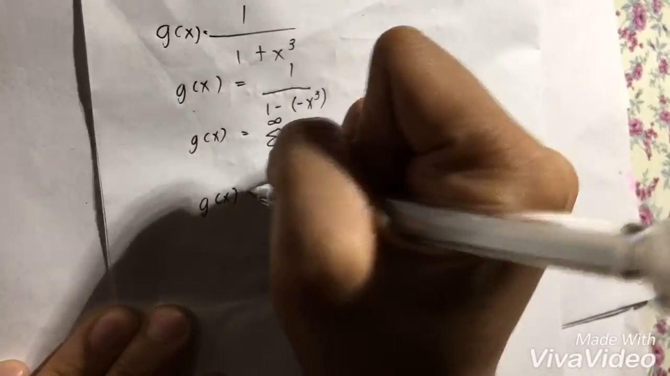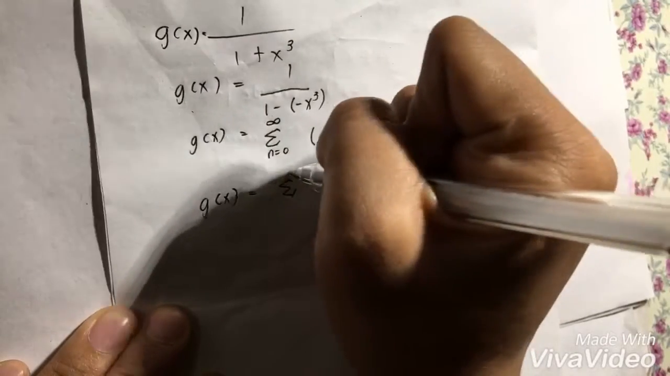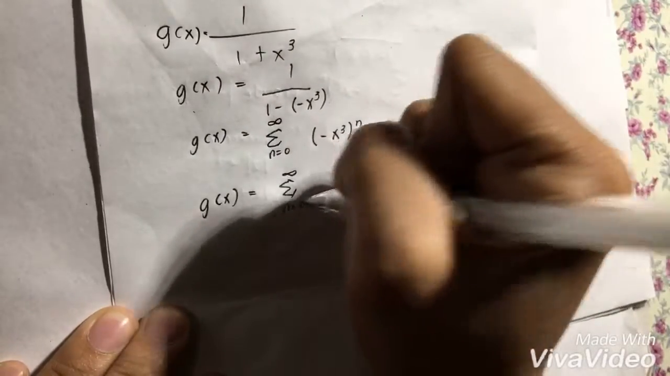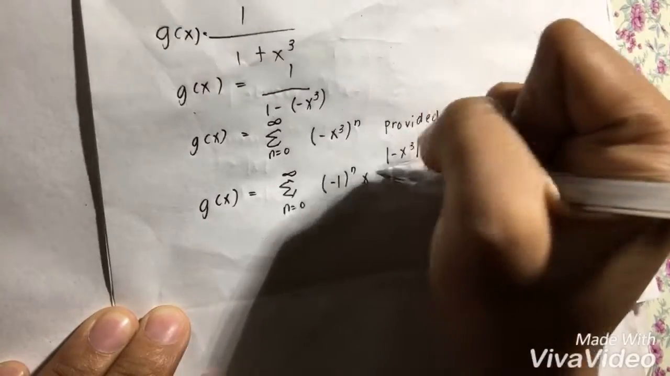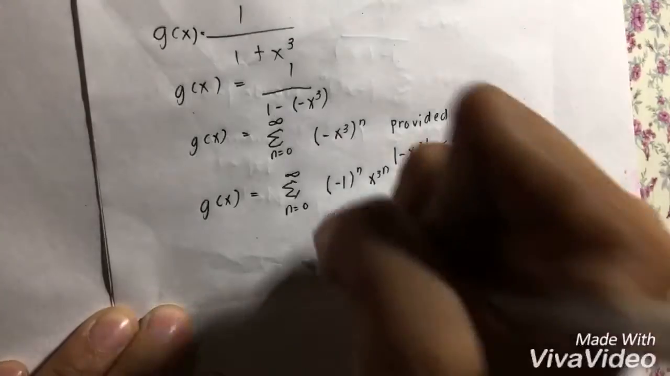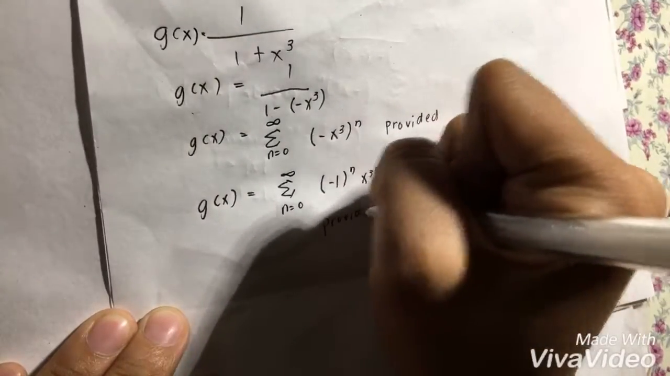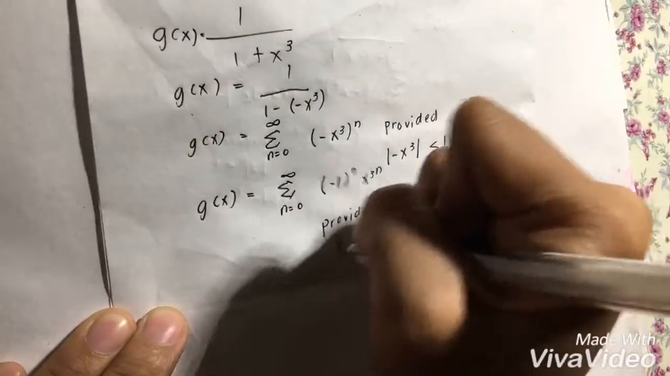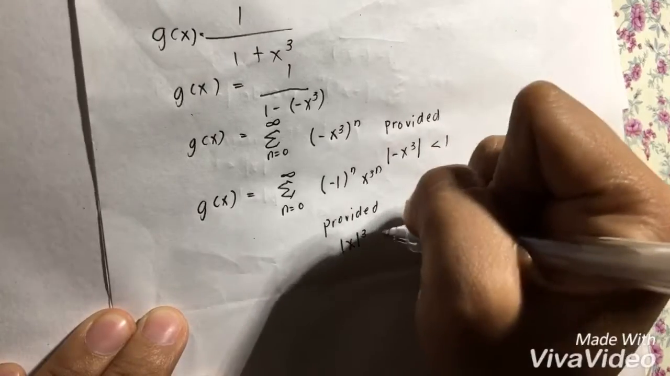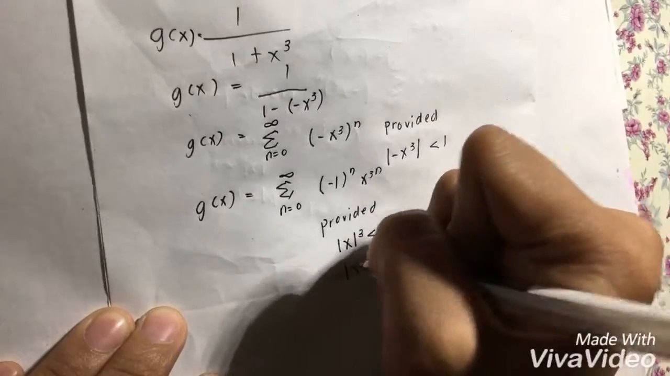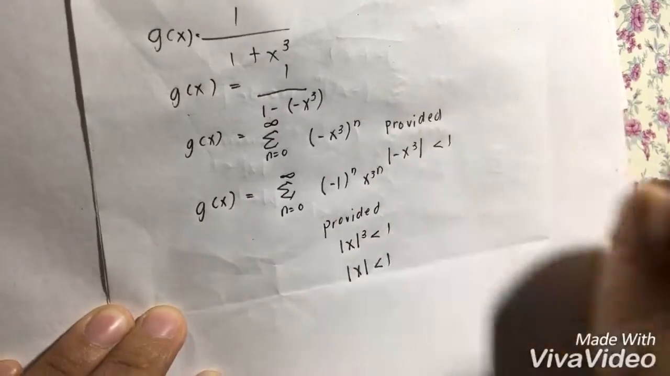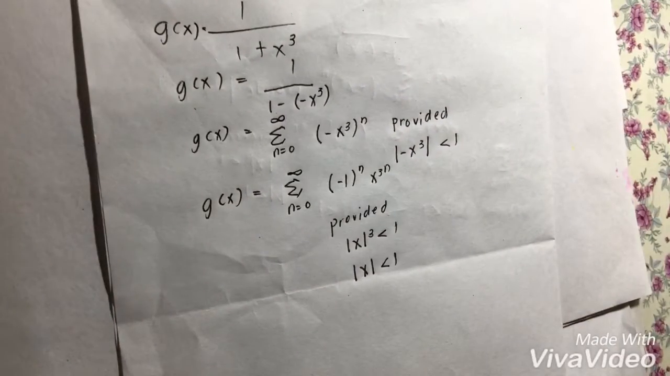g(x) = the summation from n = 0 to infinity of (-1)^n x^(3n), provided the absolute value of x³ is smaller than 1, so the absolute value of x is smaller than 1. So in this case, the interval of convergence is the same as the original power series.